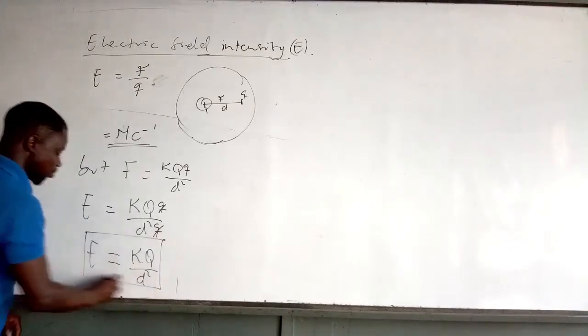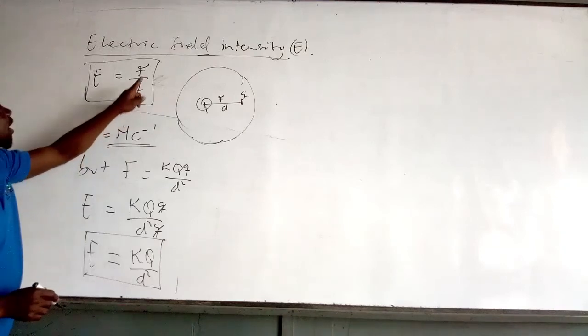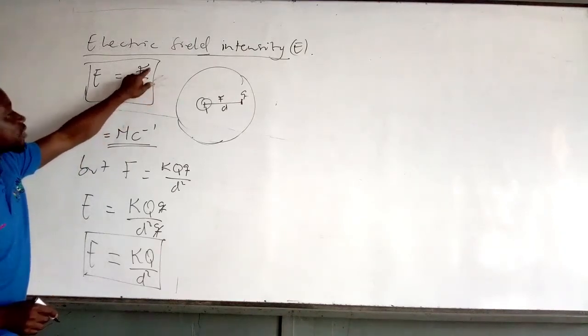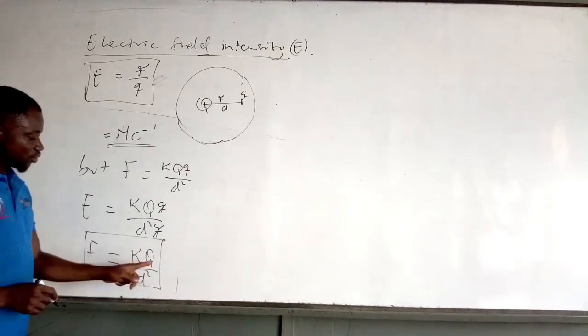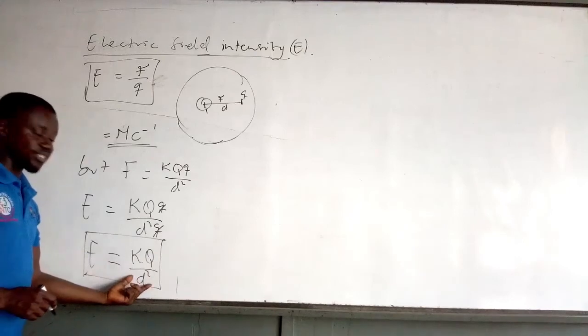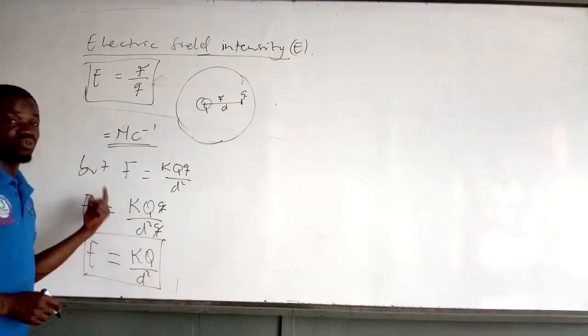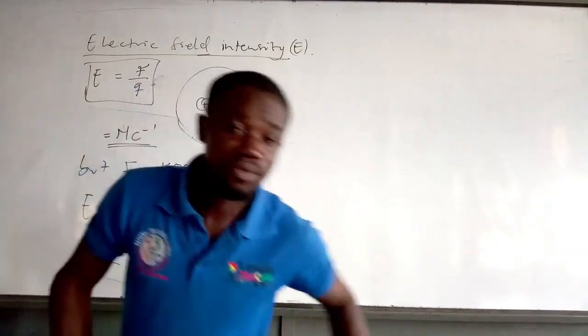Take note of these two equations very well, especially this one. This one uses the force and the charge experiencing the field. This field intensity uses the quantity of charge that has created a field and the distance between the two of them. Good. So that brings us to the end of today's lesson.